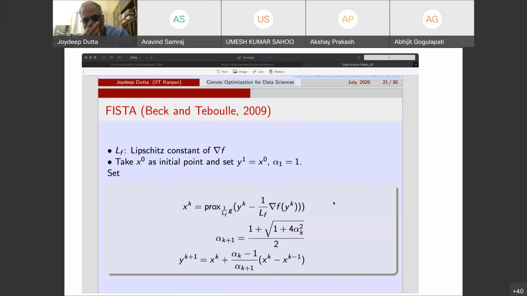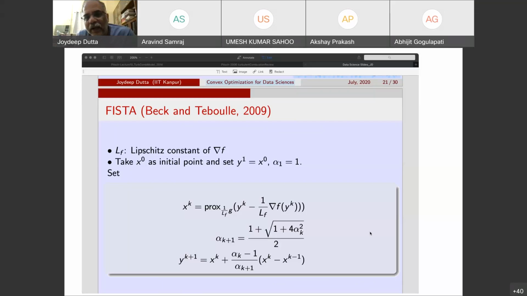So xk is the prox of 1 by L f g. So the proximal step you take with yk. When you're starting out, this is all x naught. So x1 is prox of x naught, but that is the first step. That is exactly like the other algorithm. So that is exactly what you do. I think there is an extra term; I have to correct the slides a bit.